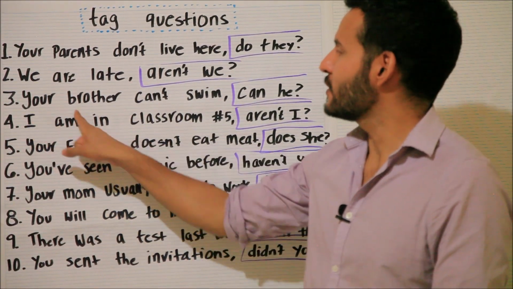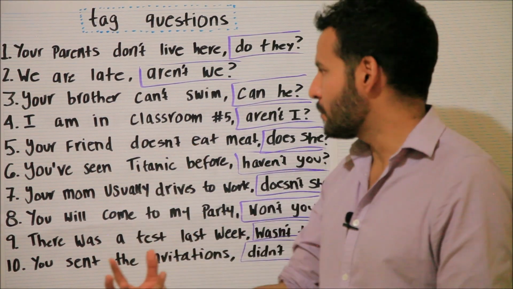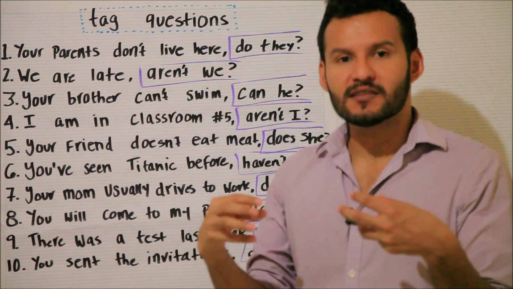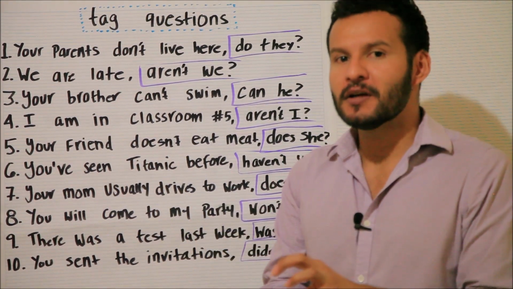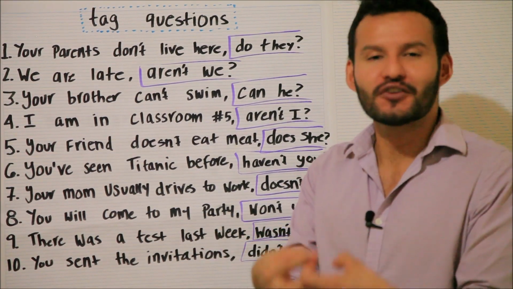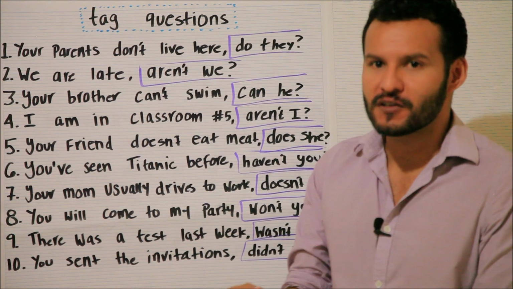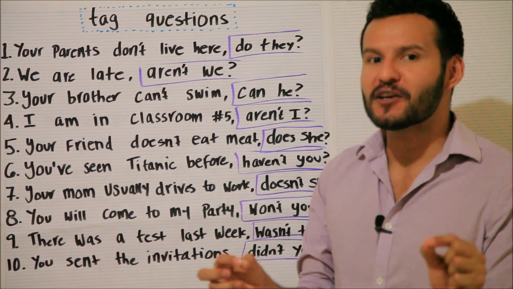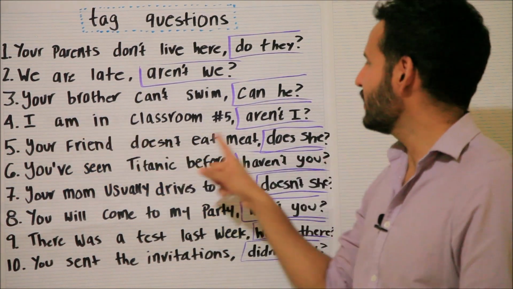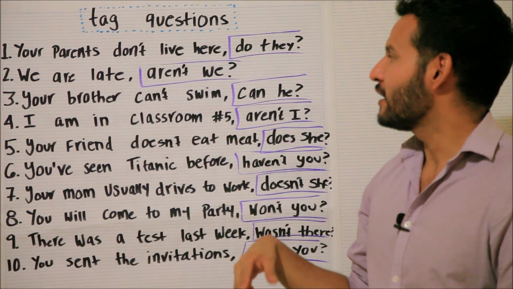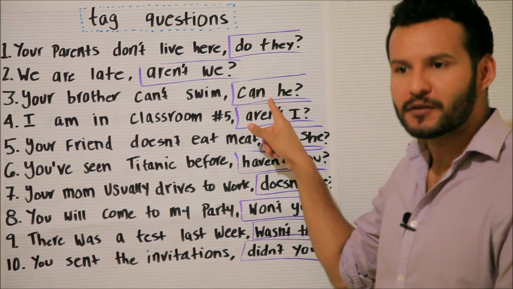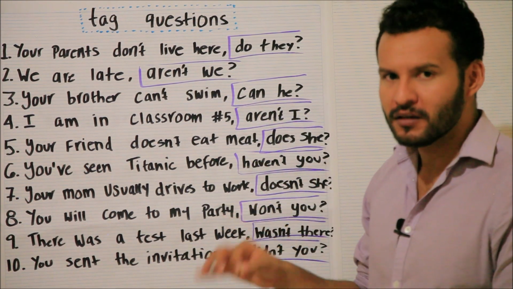Sentence number 4 also has the verb to be as the main verb. So I am in classroom number 5. And so we're going to repeat this same verb, but in the negative form. Now, one thing to take into consideration is that am not doesn't have a contraction, and in tag questions we use contractions, so this is a special case. The tag question for I am basically is aren't. So I am in classroom number 5, aren't I? And if you have a tag question with the verb to be and the subject I, it's always going to be aren't I?